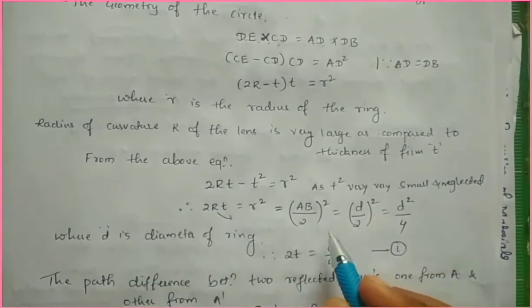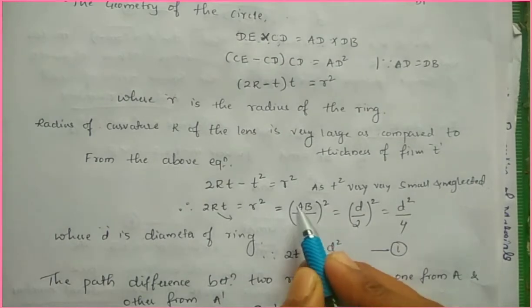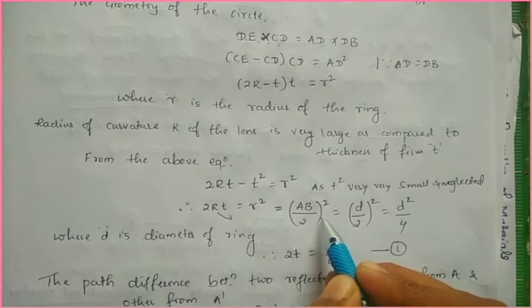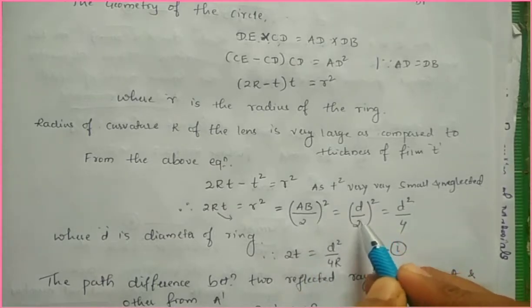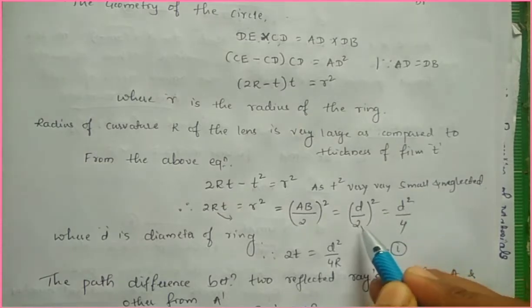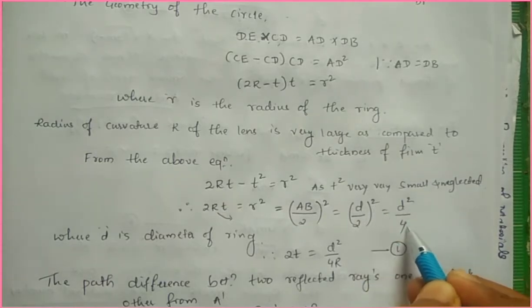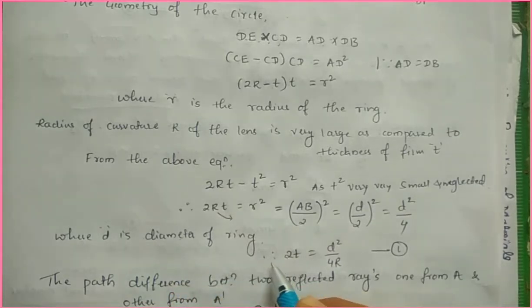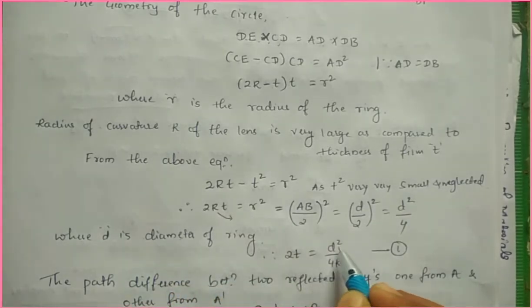So that one you have to take AB by 2 whole square. So this one you have to consider as a diameter of the ring, equal to D by 2 whole square, equal to D square divided by 2 square, which is 4. Where D is the diameter of the ring, therefore 2RT equal to D square divided by 4R.